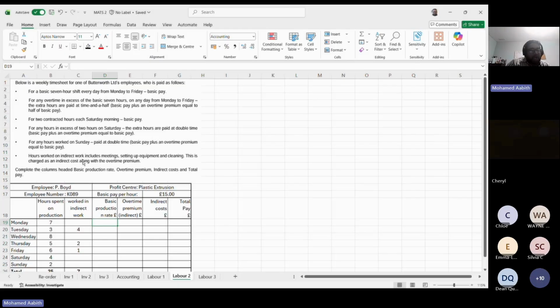Hours worked on indirect work include meetings, setting up equipment, and cleaning. This is charged as an indirect cost along with the overtime premium. So they're saying here, hours worked on indirect work, including meetings, setting up equipment, and cleaning, are charged as an indirect cost along with the overtime premium. So we need to also think about it. This one will also be indirect costs. So I need to think about how that's going to be recorded in my books now.